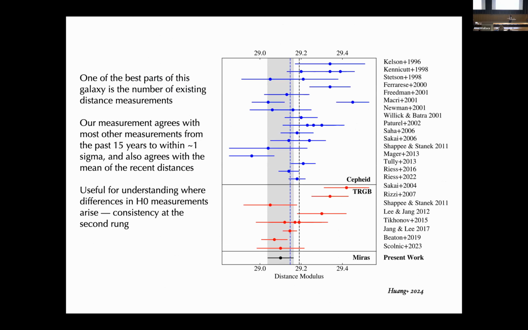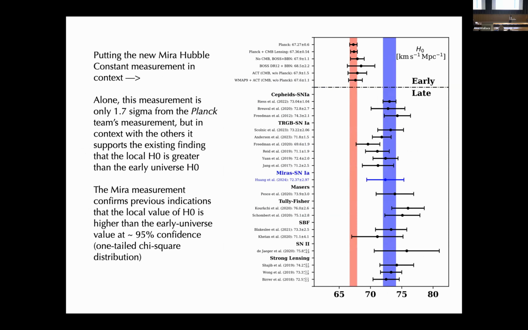Okay, so one of the best things about this, as I mentioned before, is how often other people have looked at this galaxy. So we were able to compare with previous Cepheid and TRGB measurements and see that the Mira measurements are in quite good agreement with those, which was comforting. And this also indicates that even if the Hubble constant measurements from different methods don't agree, the distances, which are an intermediate step, do. So that actually helps us nail down where the differences are coming from in different distance ladders. And then if we update that plot shown at the beginning with our newest Hubble constant measurement, this is what we get.